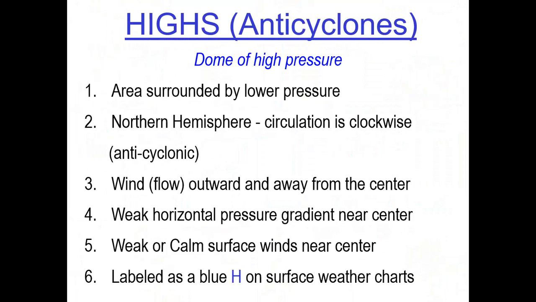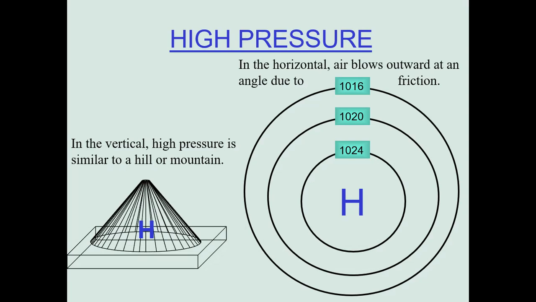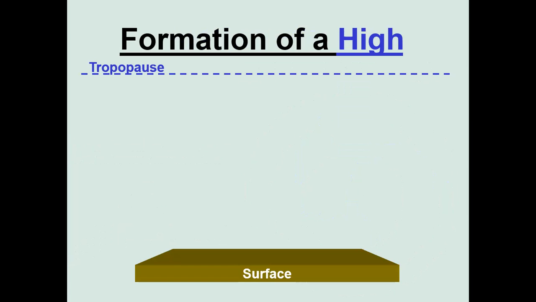Then we talked about a breakdown of some facts about highs or anticyclones. These are domes of high pressure, and the circulation in the northern hemisphere is outward and away from high to low pressure. And all the time, remember, on the surface, the winds are going to blow at an angle across these lines of equal pressure, the isobars, due to the force of friction.